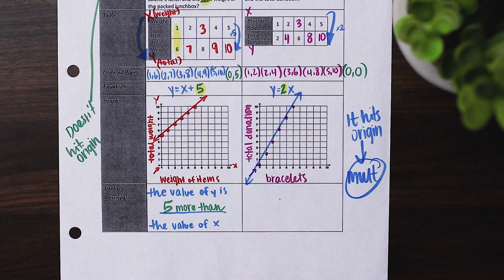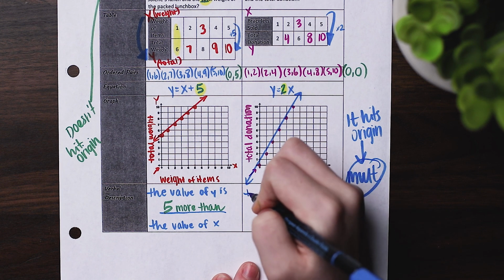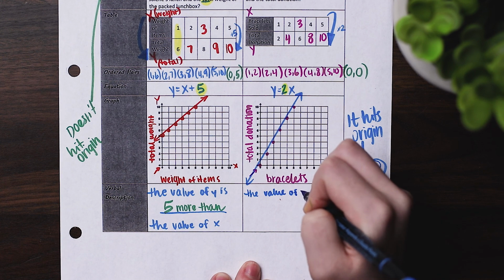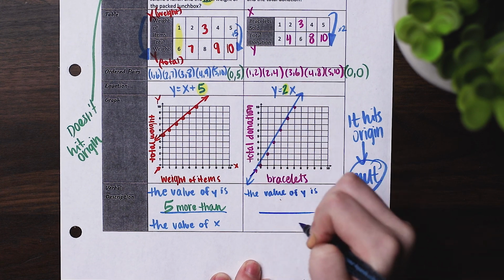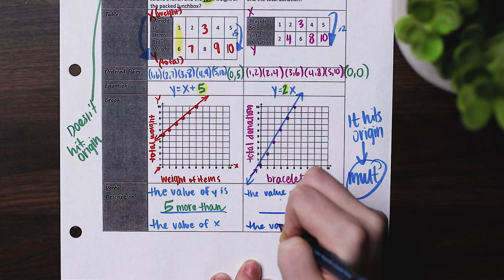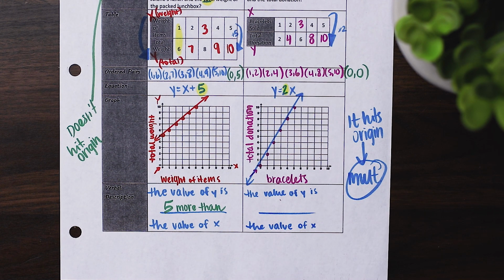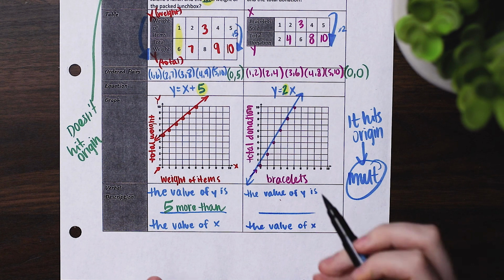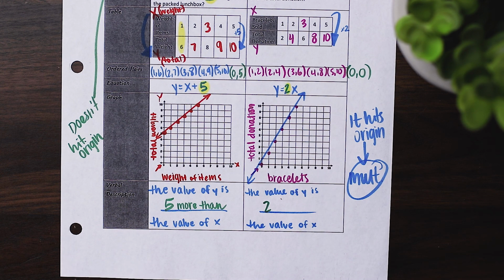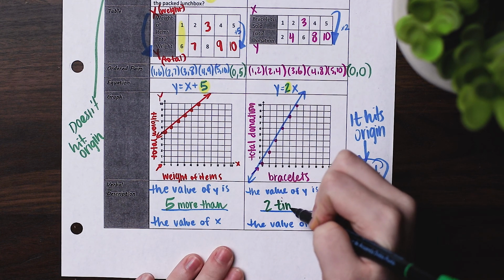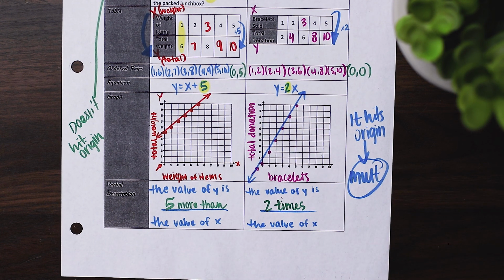All right, and let's finish off with a verbal description. No matter what kind of equation it is, we are always going to use the same sentence stem. The value of y is blank the value of x, because our equations are always going to be y in terms of x. So this time I'm working with the number 2. So I'm going to plug in a 2 right here. And I'm multiplying 2. So the best way that I can describe that in words is the word times. The value of y is 2 times the value of x.